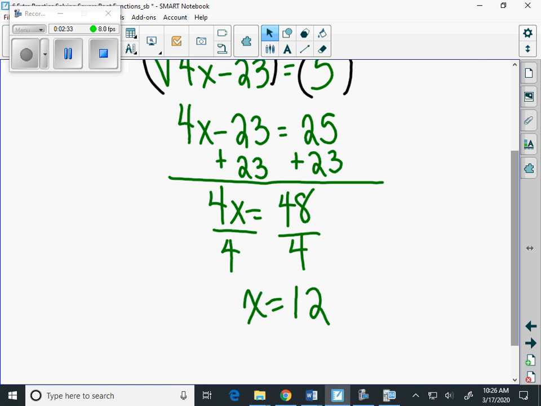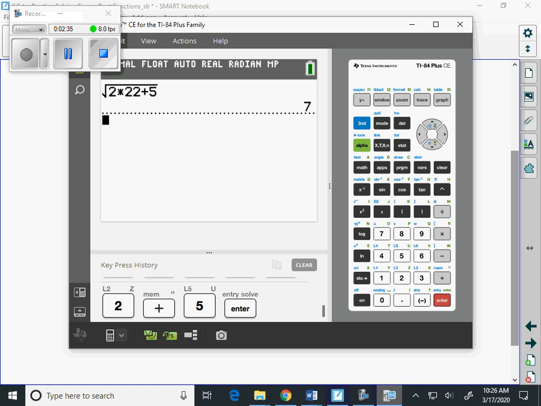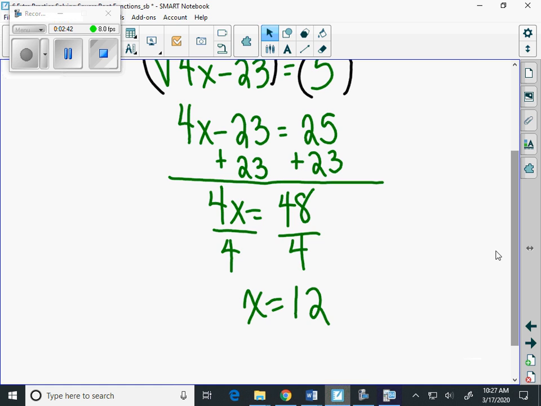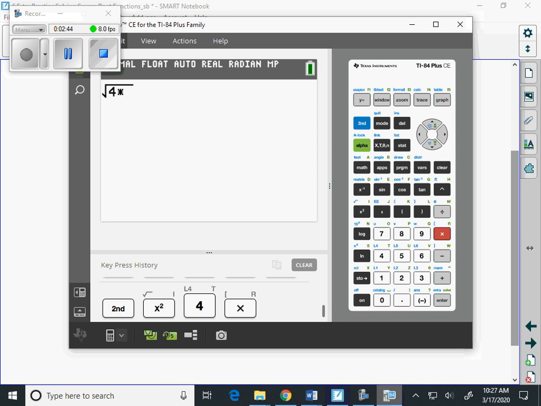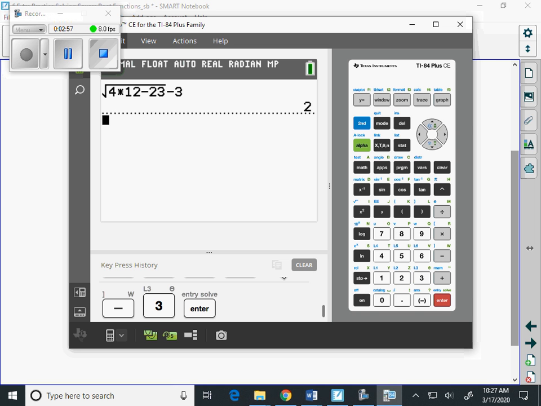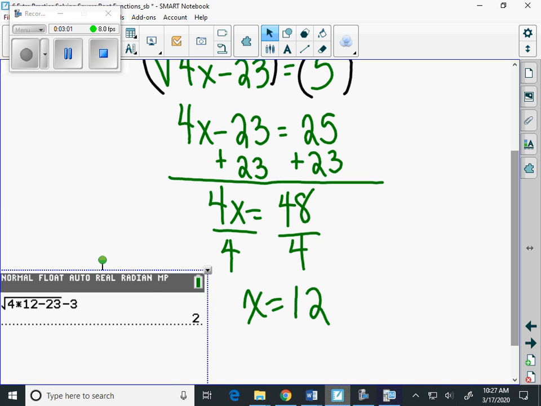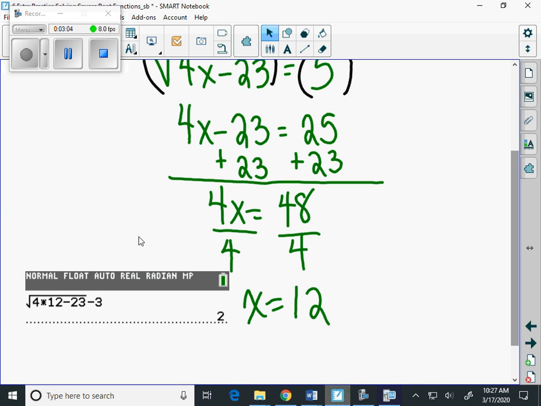We need to go back and check. So we're going to pull out our calculator, and we're going to type in square root of 4 times, again our answer was 12, 4 times 12 minus 23, that's the value that's underneath the square root. Arrow out of that, minus 3. And what we want is we want that to equal 2. And sure enough it does. Again, what that means for us is that x equals 12 is an answer to our problem.